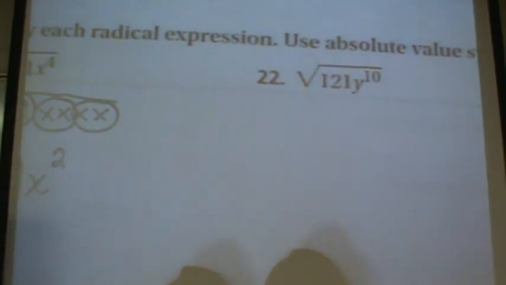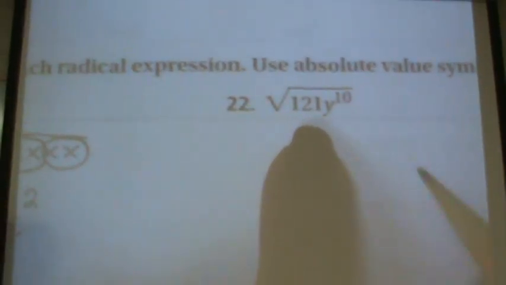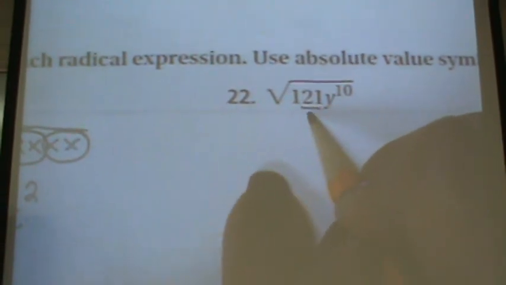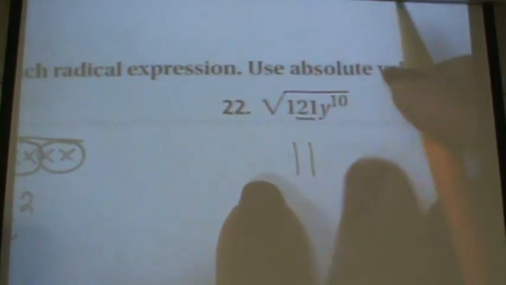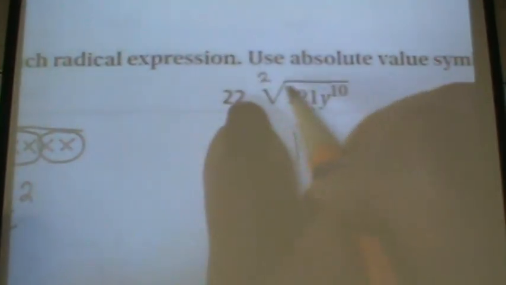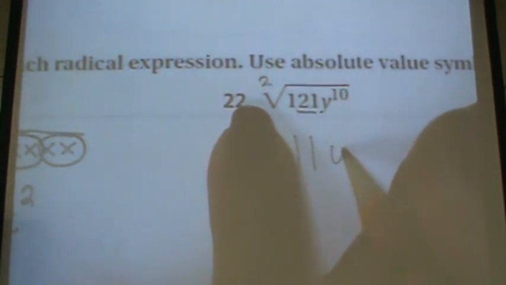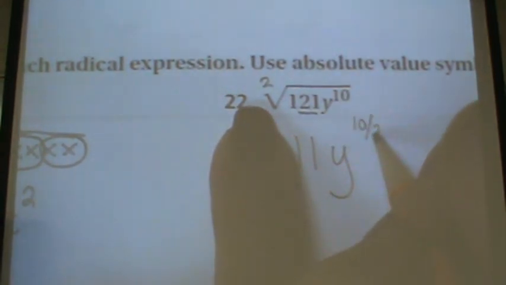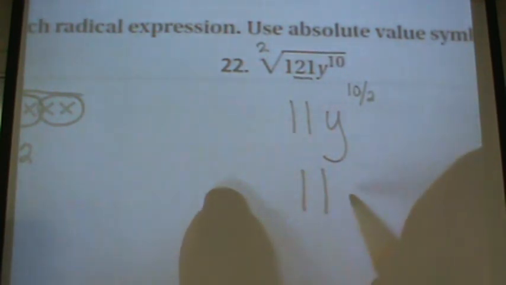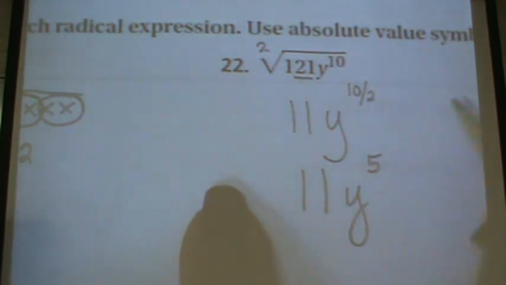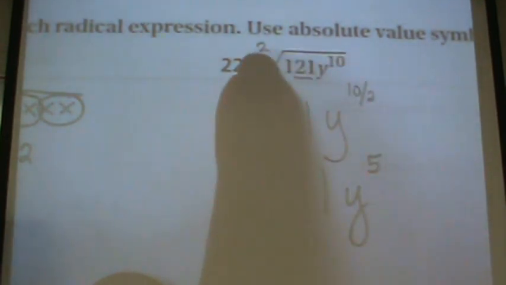Number 22, the square root of 121 is 11, and I'm going to do the tricky shortcut way, so it'd be y to the 10 over 2, which is 5. So the answer would be 11, y to the 5th. 10 over 2 is 5.